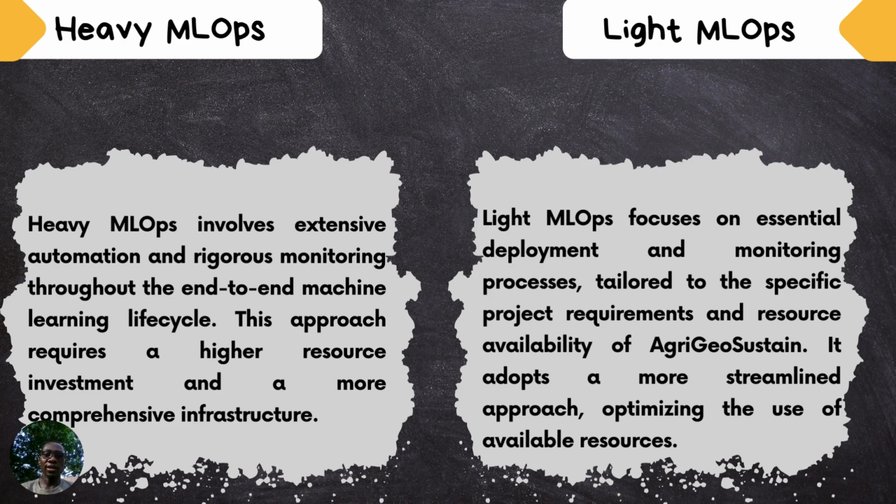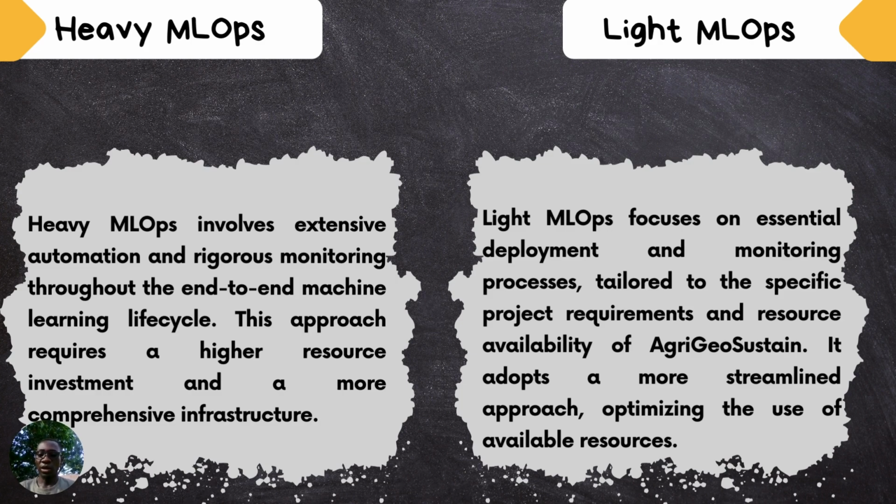Then, if we look at the heavy versus the light MLOps, in a nutshell, the heavy MLOps involve extensive automation and rigorous monitoring throughout the end-to-end machine learning life cycle. This approach requires a higher resource investment and a more comprehensive infrastructure compared to the light MLOps. Light MLOps focuses on the essential deployment and monitoring processes tailored to the specific project requirements and resource availability of our project, that is AgriGeo Sustain. So it adopts a more streamlined approach, optimizing the use of available resources.